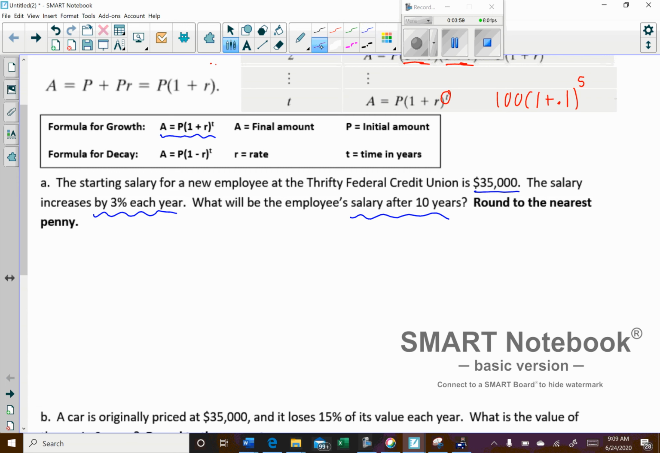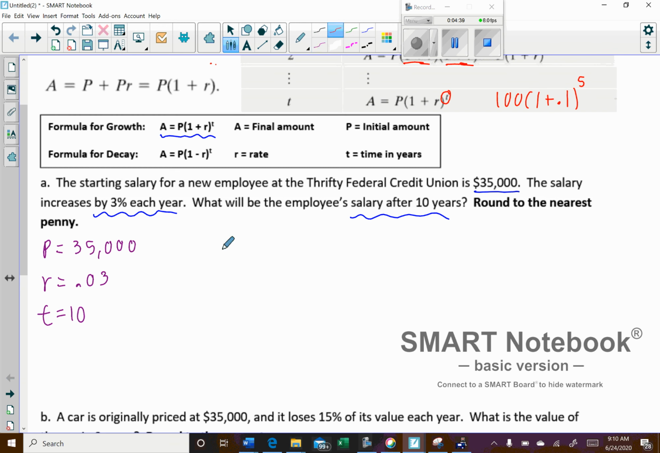So our initial amount, when you get hired, is $35,000. You're going to get an increase of 3% each year, so you have to move that 2 decimal places and put it as 0.03. Our R value will always be a decimal like that, so be careful. We want to know the salary after 10 years, so time is 10 years. We want to know how much we're going to be making after a 10-year period, and then we'll round to the nearest penny.